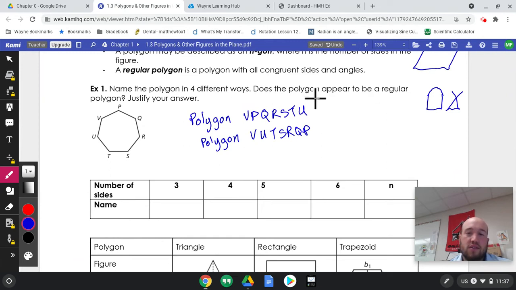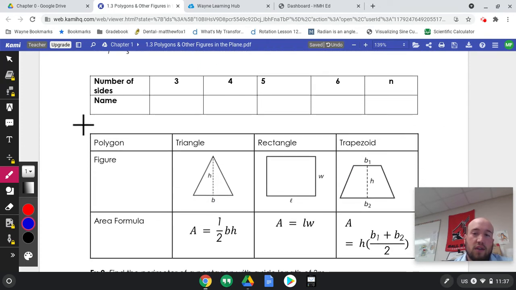Okay. Now, does this polygon appear to be a regular polygon? I'd say it does. It looks like all these sides are the same. So can we prove it definitively? Probably not. But does it appear so? Yes.